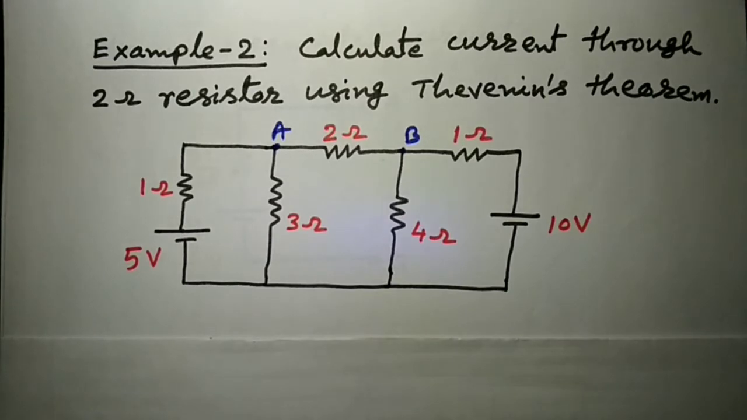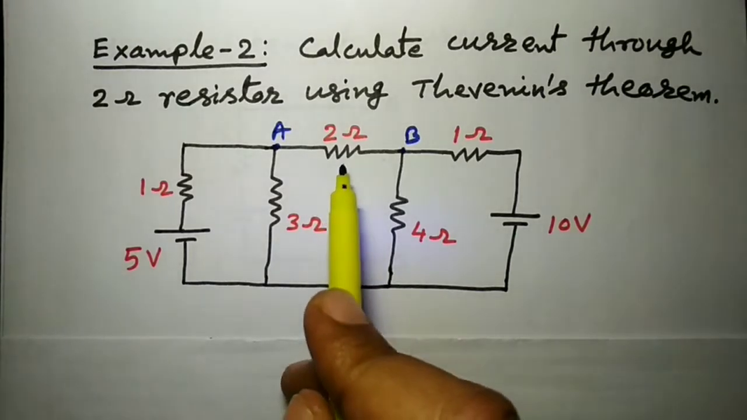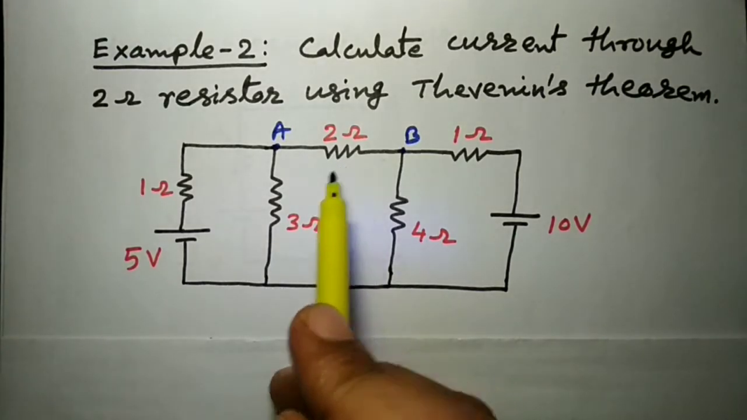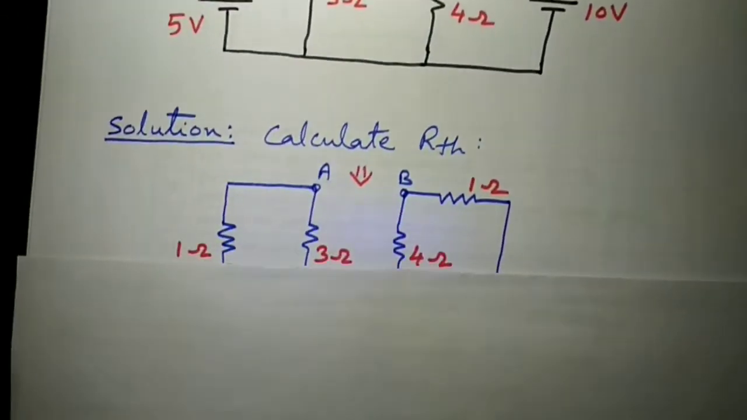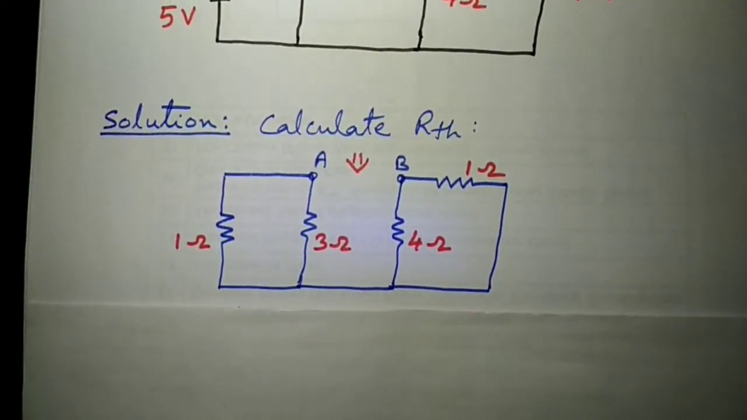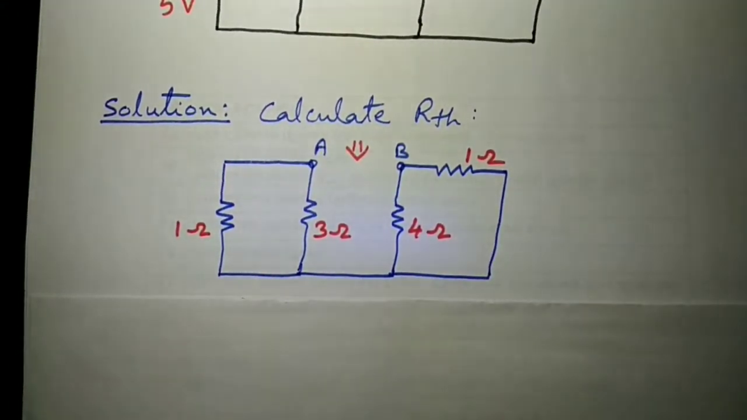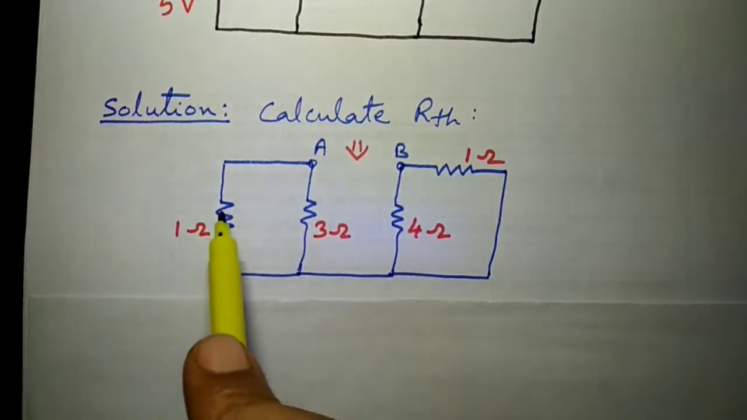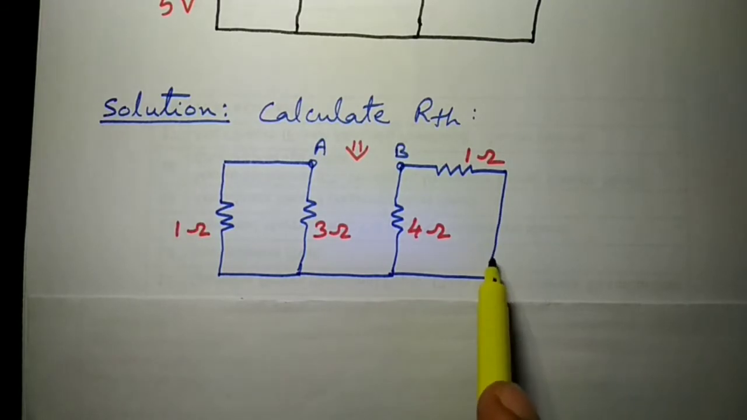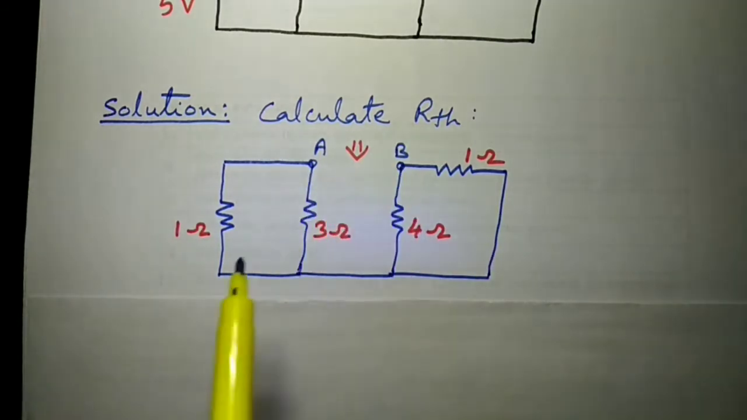So the first step is we will calculate the RTH, and for calculation of the RTH we will remove the load resistance from the circuit and we will replace two voltage sources by short circuiting the terminals. So the circuit for RTH, we remove the load resistance from A and B terminal and we short circuit the voltage source terminals. So this is the circuit for RTH.